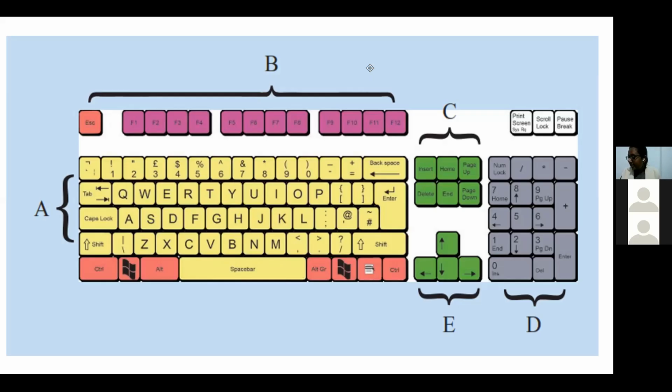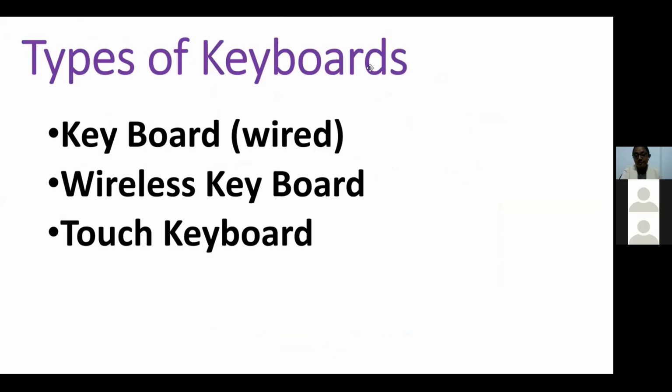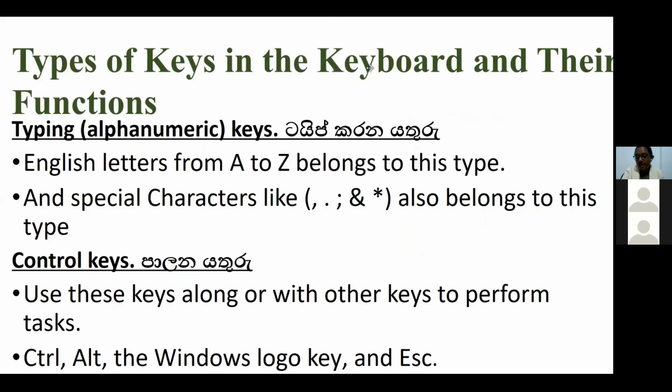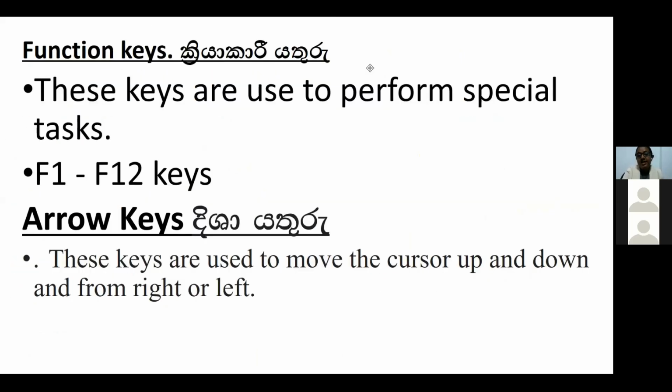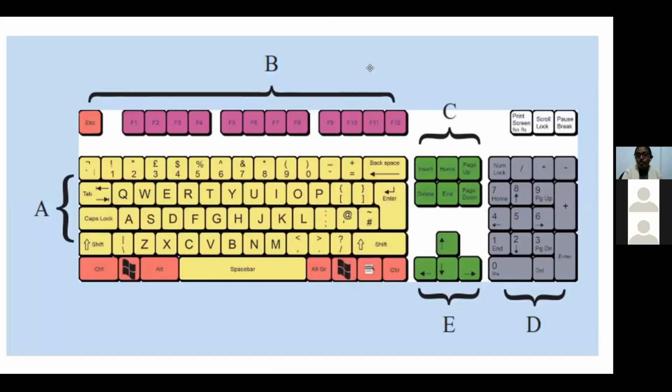Right. Quickly, I'll give 3 minutes. Right. Go through or review the note I taught you today. Review the section I taught you today. It means starting from keyboard. Keyboard, types of keyboard, then types of the keys in the keyboard. Typing keys, control keys, navigation keys, numeric keypad, function keys, arrow keys. Right. Quickly go through your note. Quickly review your note that I taught today.